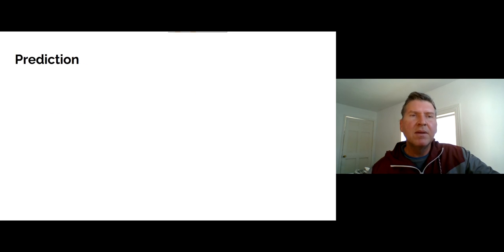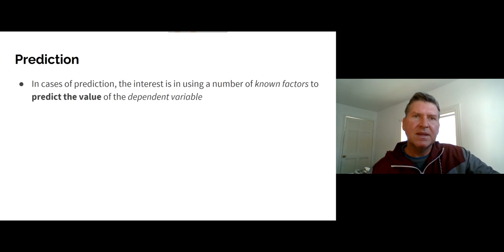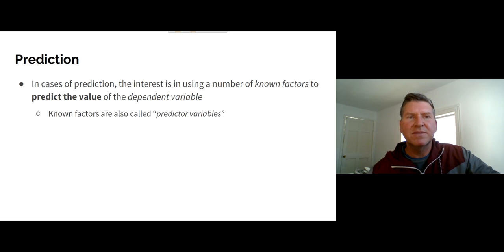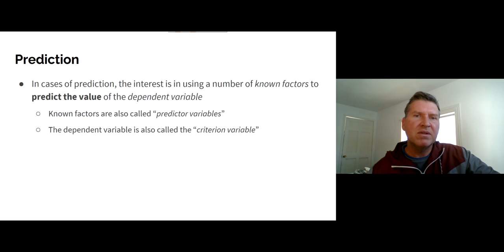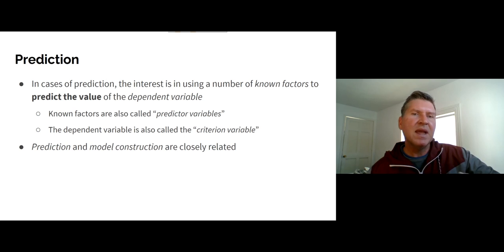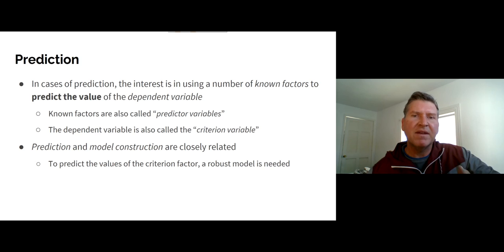dependent variable. Prediction, on the other hand, is where we're trying to predict the value of a dependent variable based on a set of known factors. These known factors are also called predictor variables or independent variables, and the dependent variable is called the criterion variable. So prediction and model construction are closely related. We're trying to predict the values of the criterion factor, and we need a robust model to do that.